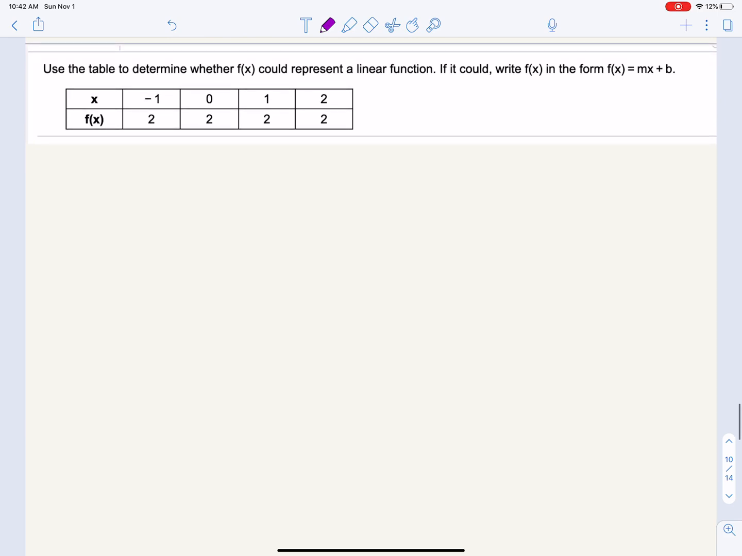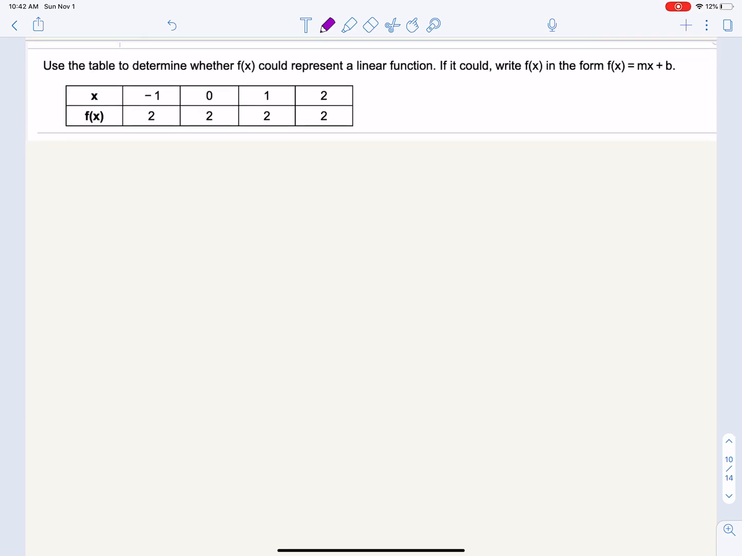Okay. Use the table to determine whether this could be a function or not. So make sure your x values are going by 1: -1, 0, 1, 2. Okay, check. I like the top. So let's see what's happening on the bottom. Okay, 2 to 2 to 2. So what's happening is I'm increasing by 0. So my slope here is a 0. My y-intercept is a 2.